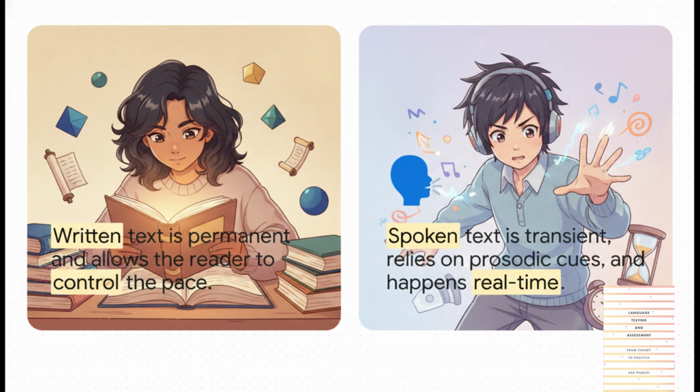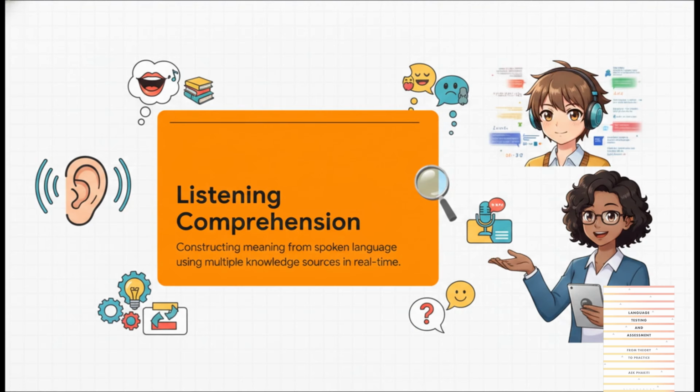Which brings us to a formal definition of the construct we are actually trying to assess here. Expert listening comprehension is a complex, real-time process where learners draw on multiple sources of knowledge, phonological, vocabulary, grammatical, discourse, and pragmatic, to construct meaning from spoken language. It's definitely a dense definition, but grounding those multiple sources of knowledge into reality kind of clarifies it. If I play audio for a student, they aren't just passively hearing words. They're simultaneously decoding phonological sounds, searching their vocabulary memory, and mapping out the grammar, all at once.